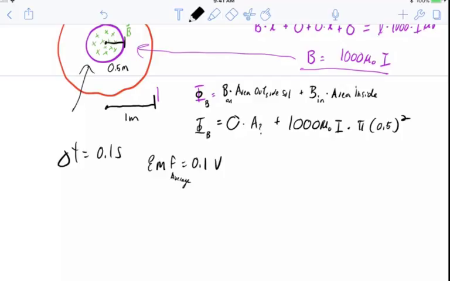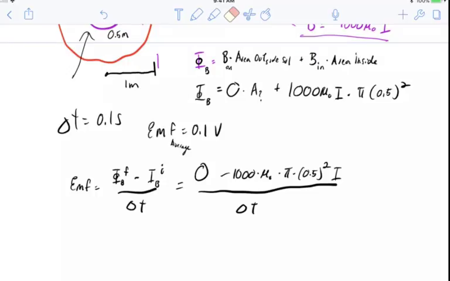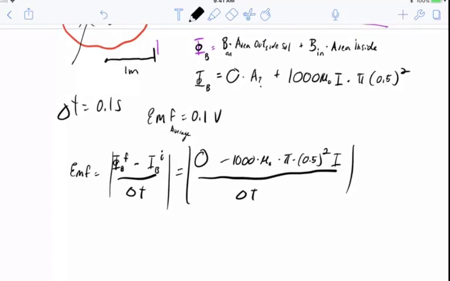So the EMF is equal to the flux final minus the flux initial divided by delta T. The final flux is going to be 0. The initial flux is 1,000 times mu naught times pi times 0.5 all squared times I all over delta T. I guess that's supposed to be a minus sign. They didn't specify which direction this EMF was pointing, counterclockwise or clockwise. So the final expression I get is going to have a negative number in it, and that should be okay. The EMF I'm given is the absolute value of this term, so just knock that sign off, it doesn't matter.